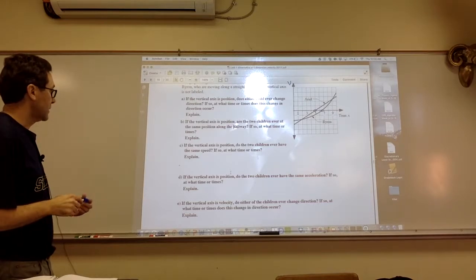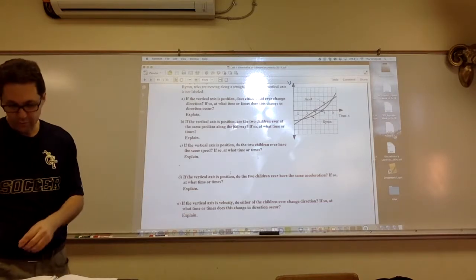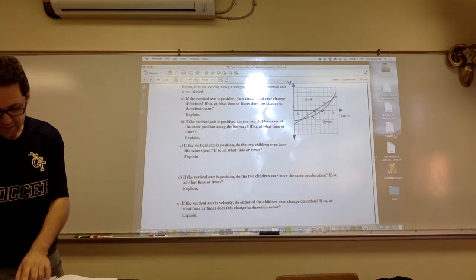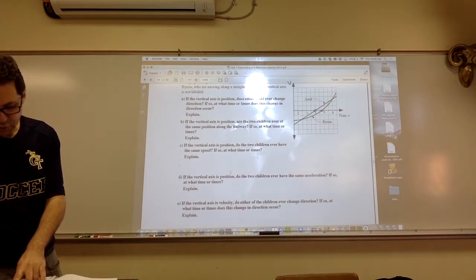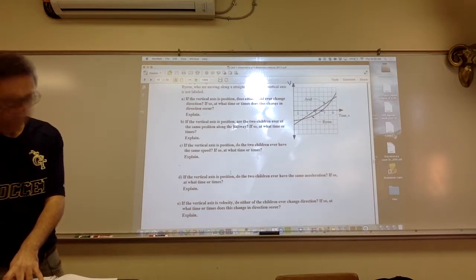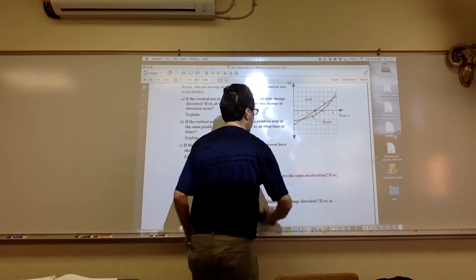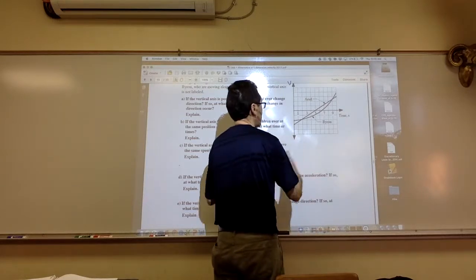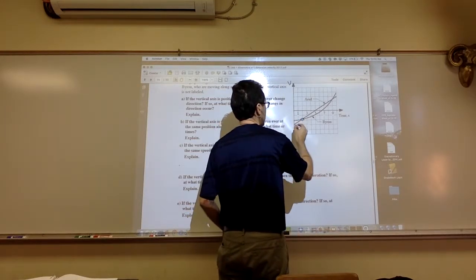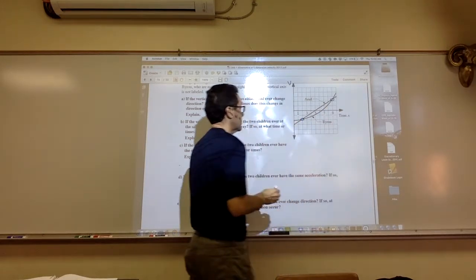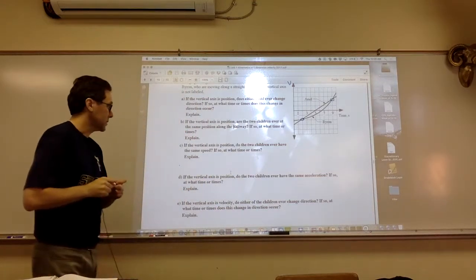If the vertical axis is velocity, do the two children ever have the same velocity? Yeah, they're going to have the same velocity when their curves intersect. So it's going to be at 2 seconds, and it's going to be at 9 seconds.